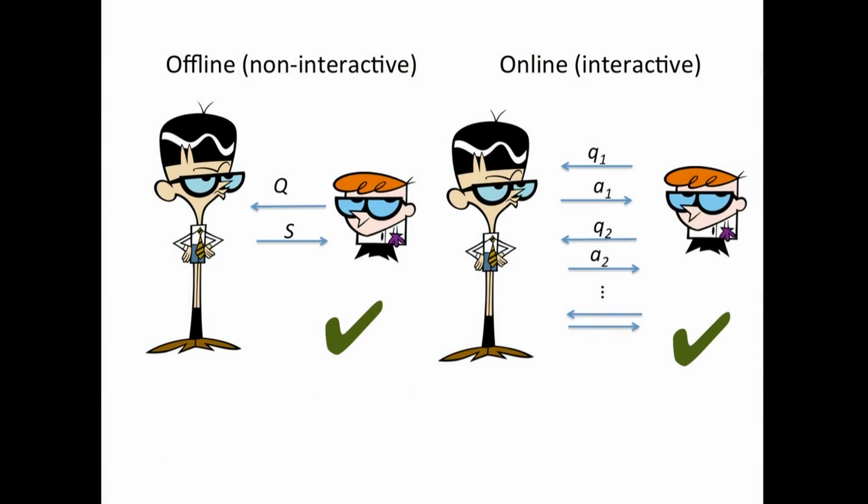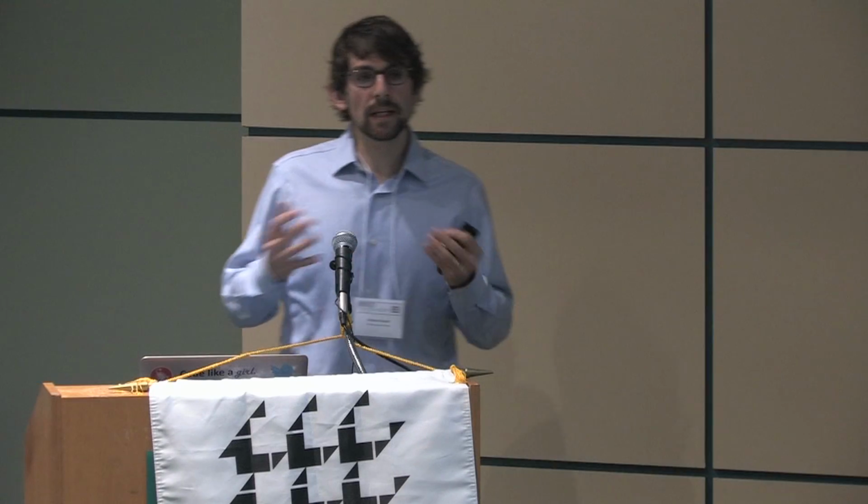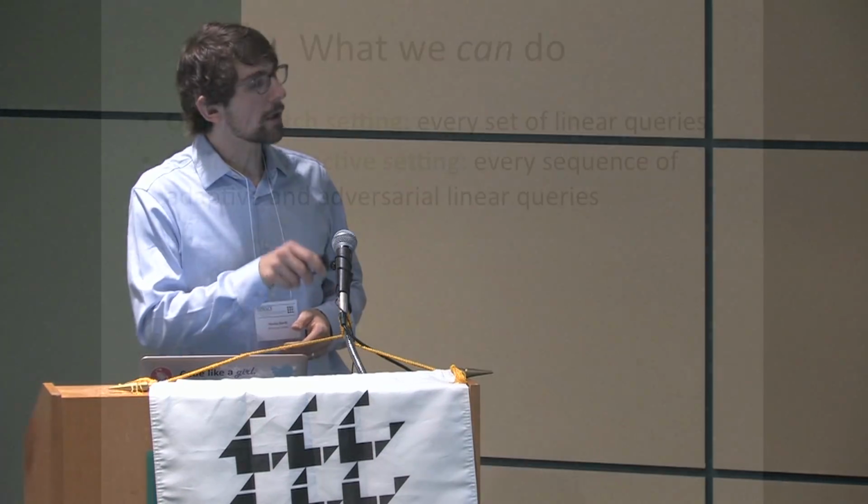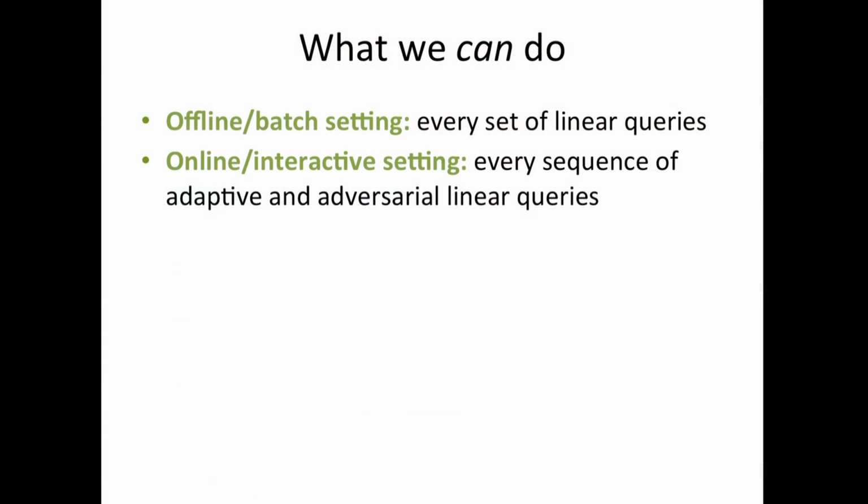This also concludes the online setting. So we have an online algorithm that gives us the same theorems that we had, and it works in the online setting. Let me now come back to the high level and tell you what we can do. Okay? So we saw this algorithm in both the offline and the online setting. What can we do with it? Again, it works on every set of linear queries in the offline setting. And it works on every sequence of adversarial or adaptive updates, queries in the online setting. So this is really what you can hope for there.